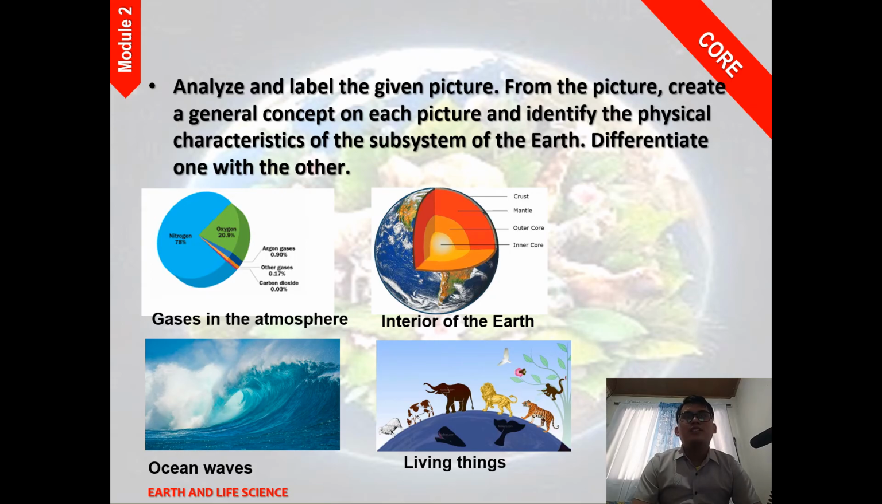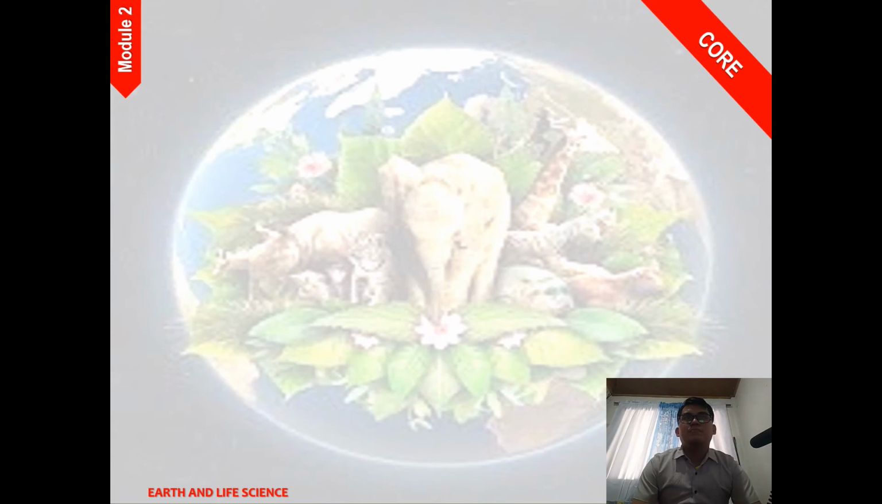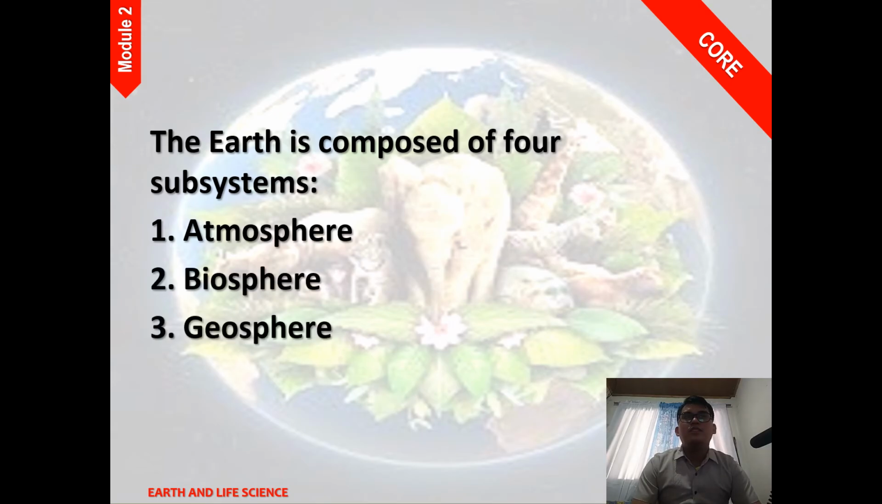As we can see, these are the components that make up our planet. We can differentiate them because they have their own domain, or what we call a sphere. The Earth is composed of 4 subsystems. We call those 4 the subsystems of the Earth. These are the atmosphere, biosphere, geosphere, and hydrosphere.